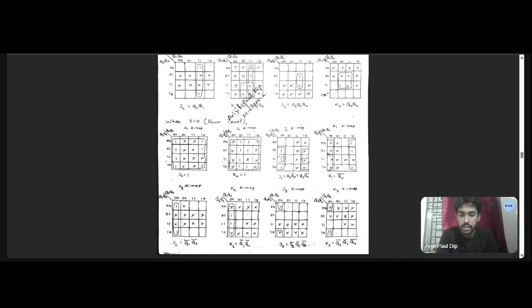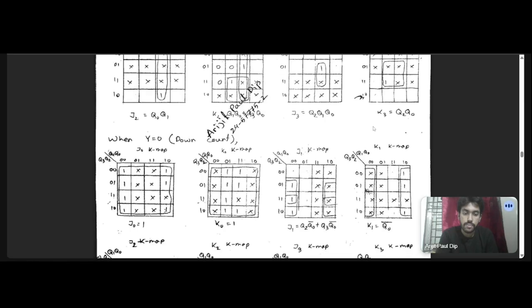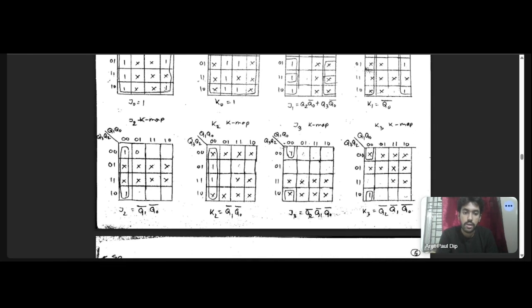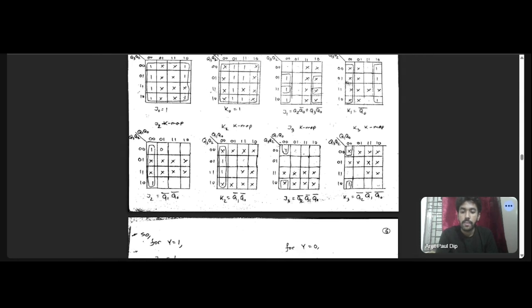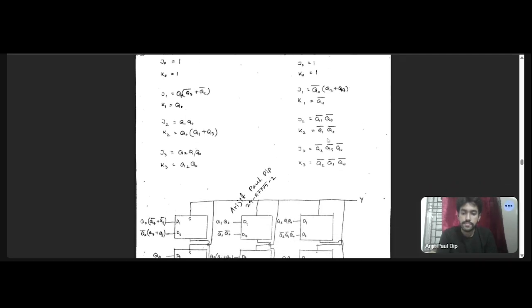Coincidentally, both of them are the same, but for other values like K3, maybe, here K3 is K2, K0, but when Y equals 0, K3 is some other value. So we wrote the equations here again.